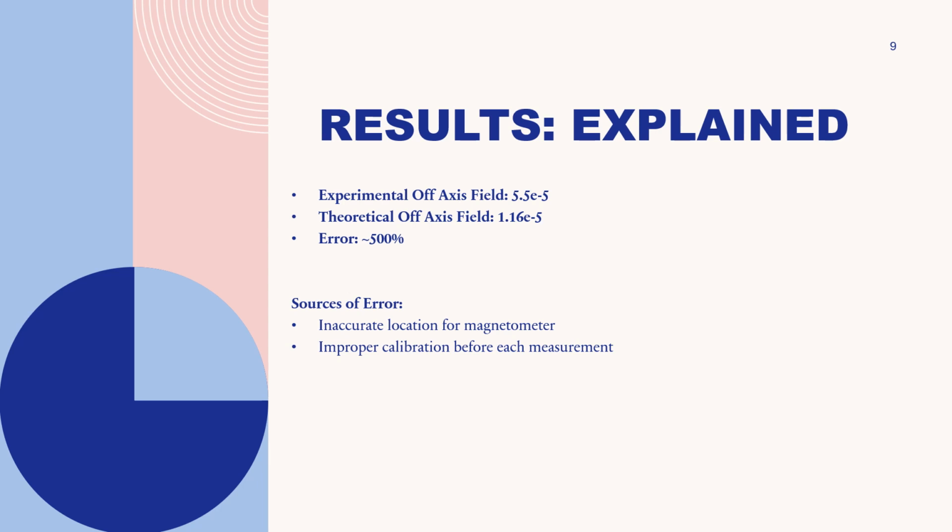Some sources of error include inaccurate location for the magnetometer and improper calibration before each measurement, as well as other sources of magnetic fields within the area, such as wires or tables.